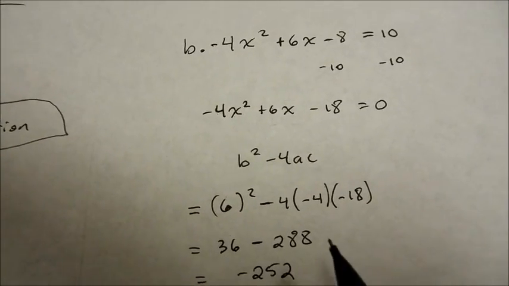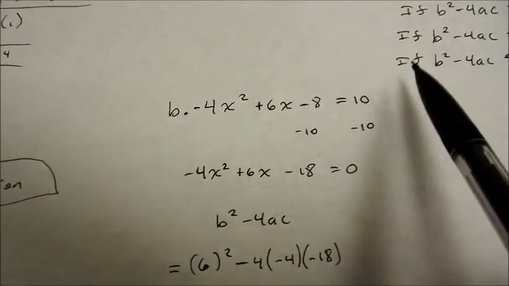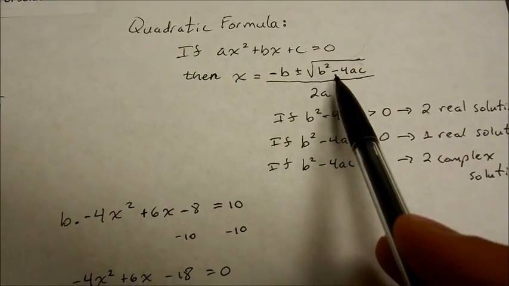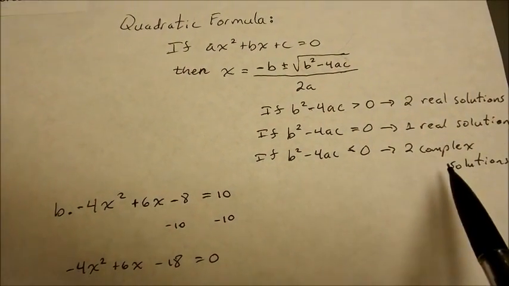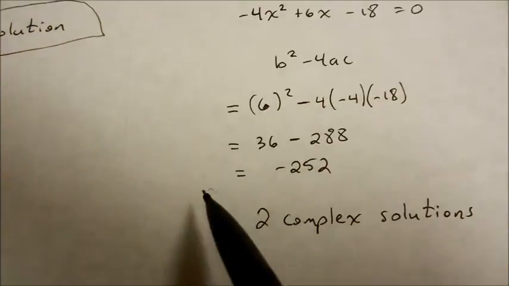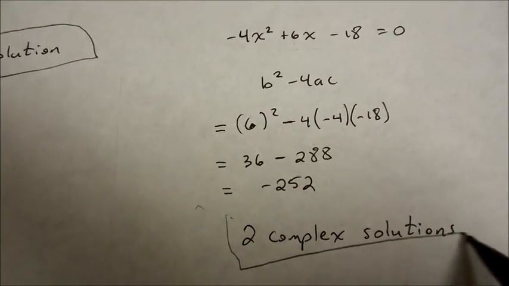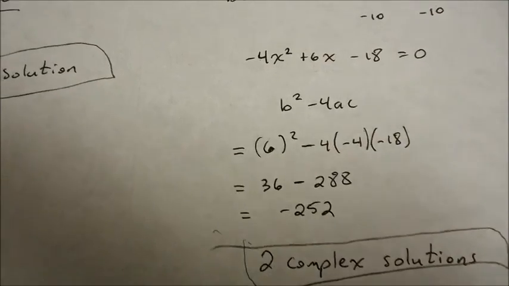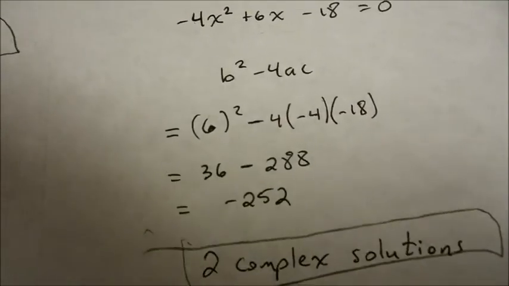What does that mean for us? Well, in the formula here, we would take the square root of a negative number, and we recognize we're going to have two complex solutions here. So two complex solutions. Again, we're not interested in solving, just determining the number and type of solutions.